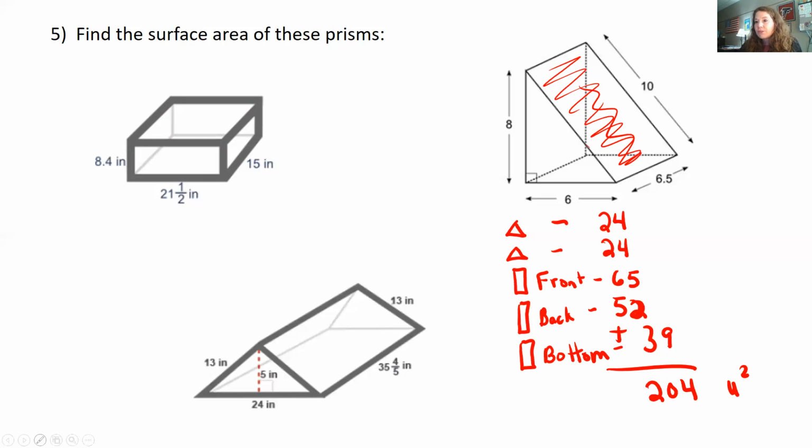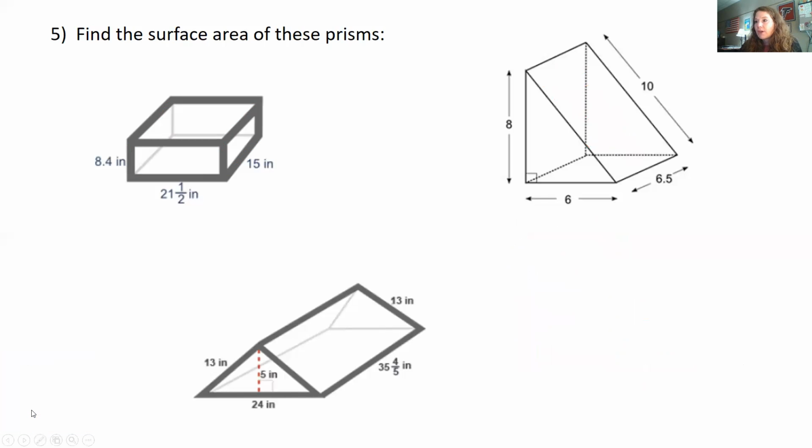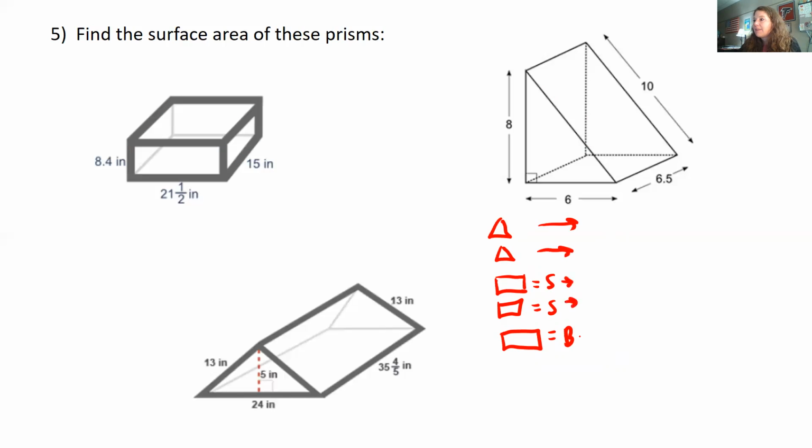All right, so I'm going to get rid of all my writing so far. On the bottom, we have the ends that are our triangles. We have two triangles, and then we have two sides. This time our sides are congruent, right? These are congruent. And then we have a bottom. So two triangles that are congruent, two sides that are congruent this time, and then the bottom.